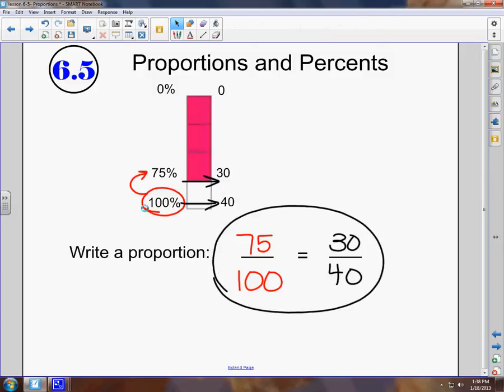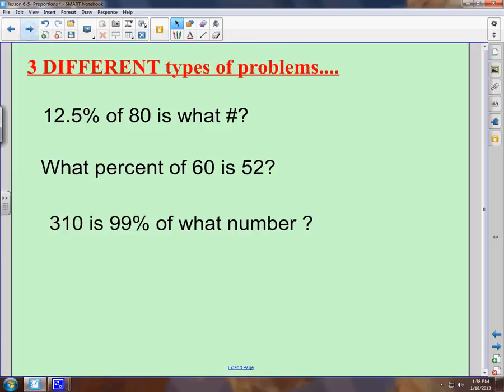Now, it gets a little bit trickier because there are 3 different types of problems. You don't need to write these down. These are just examples that you will see. So you'll see 12.5% of 80 is what number? What percent of 60 is 52? 310 is 99% of what number? So you're going to have to solve these types of problems.